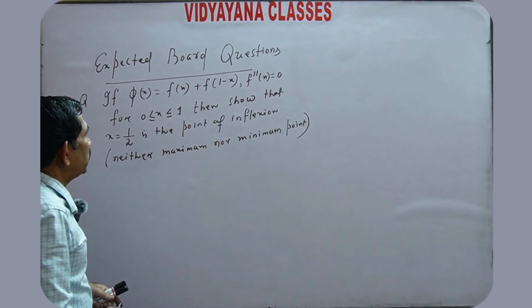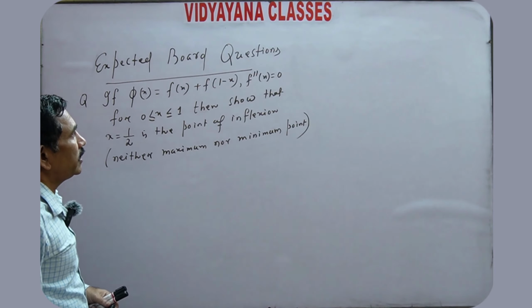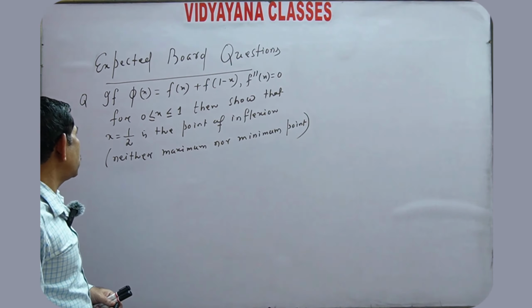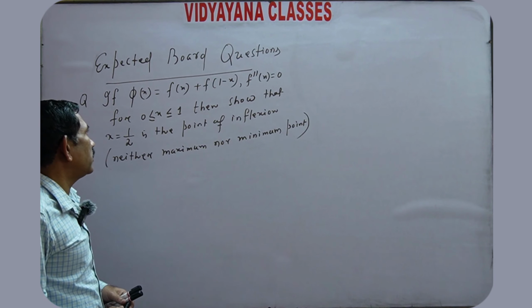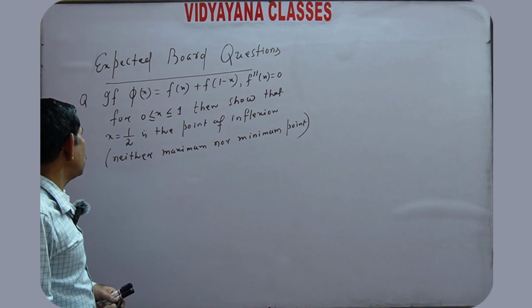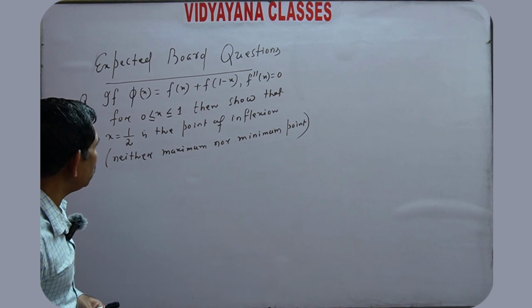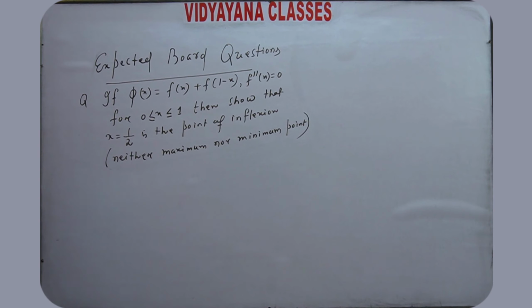If phi x is equal to f(x) plus f(1 minus x), f double dash x equal to 0, for x greater than or equal to 0, less than or equal to 1, then show that x equal to half is the point of inflection. That is, neither a maximum nor a minimum point. Answer.